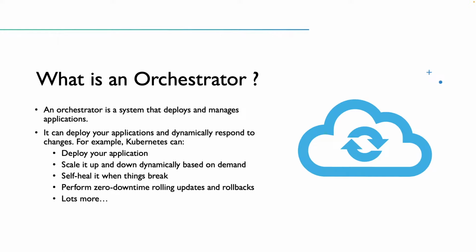Now, an orchestrator is a system that deploys and manages the application. It can deploy your application dynamically as well as respond to changes. For example, Kubernetes can deploy your application, it can scale up and scale down dynamically based on the demand that it receives. It will perform self-healing when things break. It will perform zero downtime rolling updates and rollbacks and lots more.